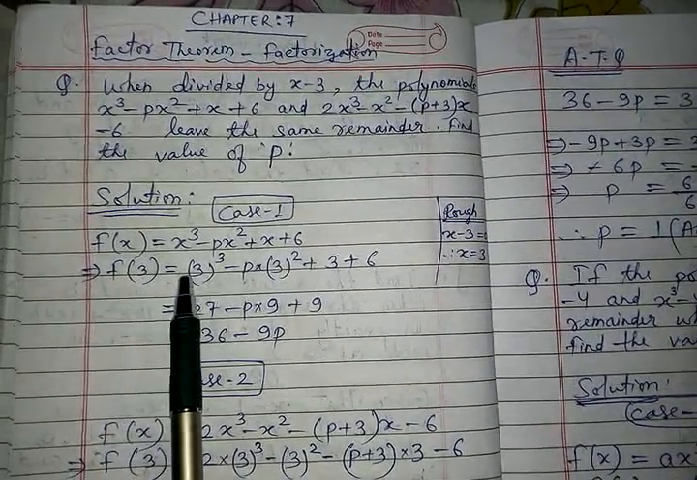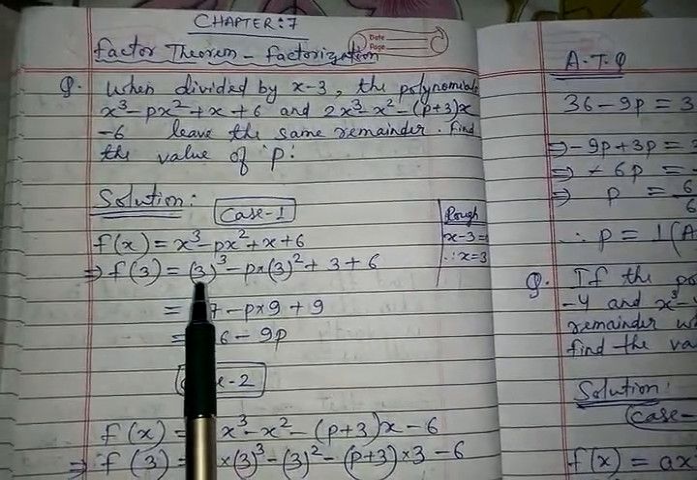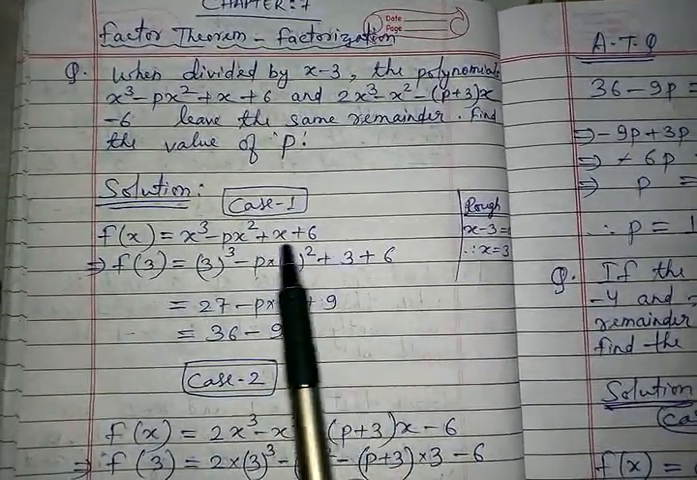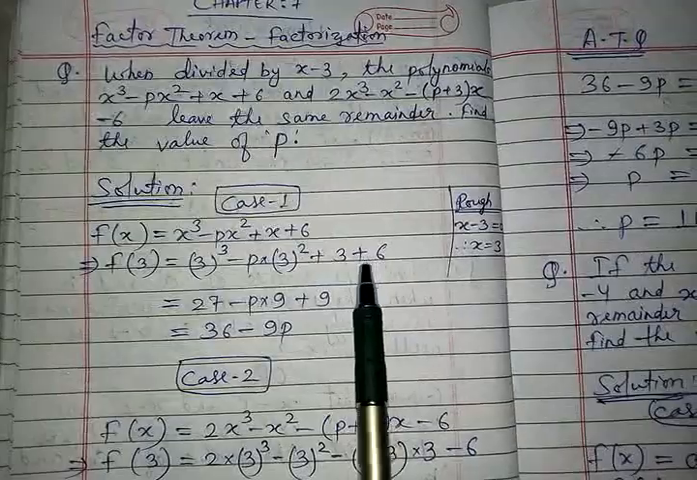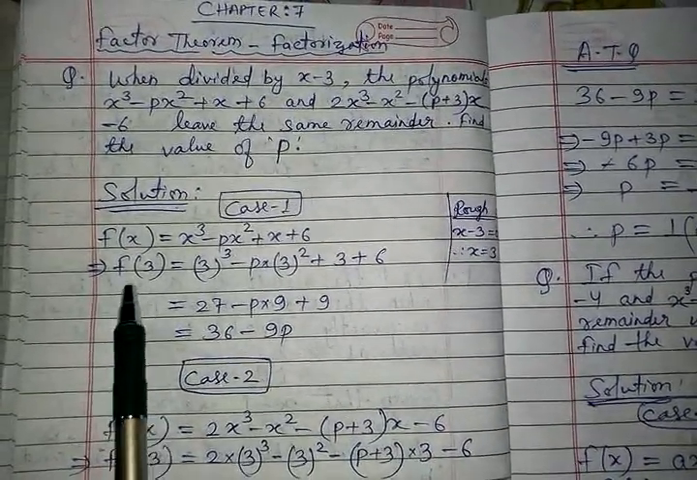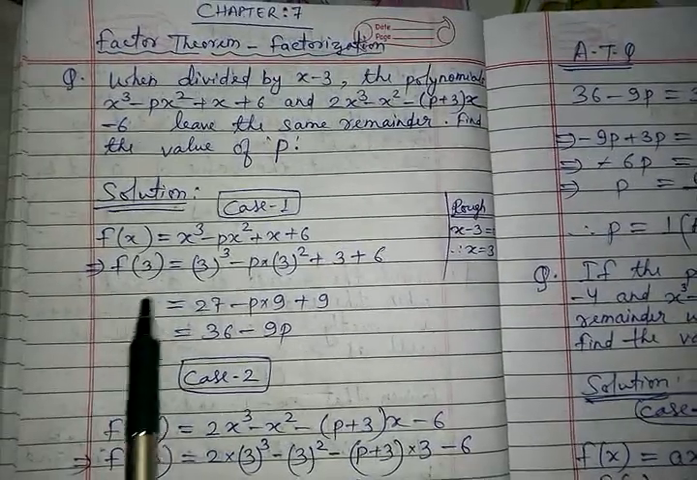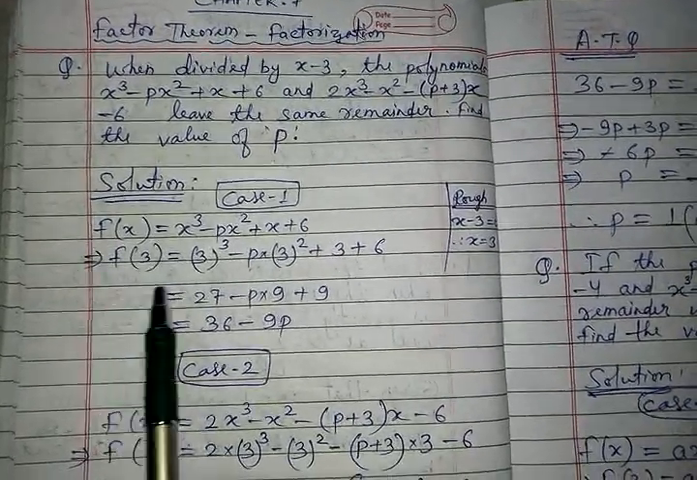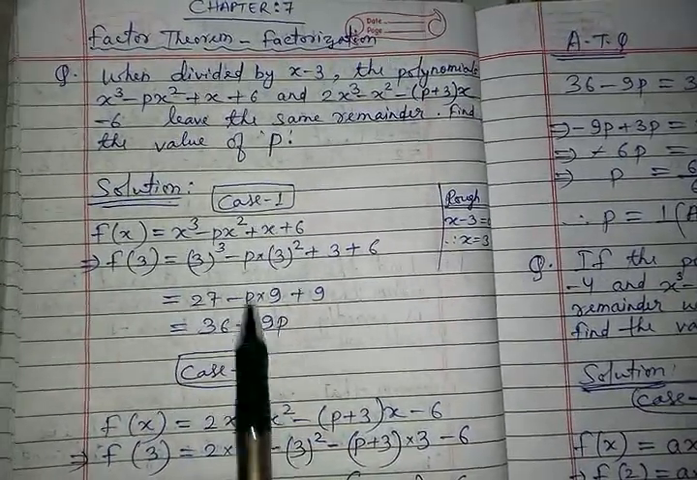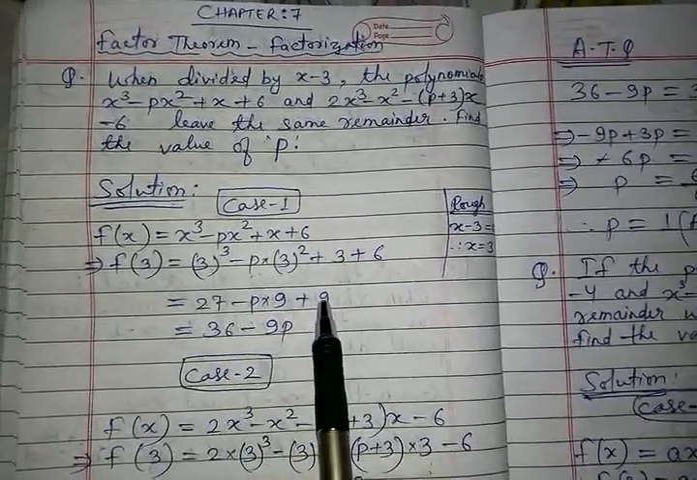Now as you all know, we have to put the value of x as 3. f(3) equal to, now the value of x is 3 cube minus p into 3 square, because x square means 3 square, plus x means plus 3, plus 6. If there is any remainder, we write the remainder here, let it be 0 or let it be 5, whatever the remainder. But we do not know the remainder, so we cannot put it here. Better we will find the remainder this way.